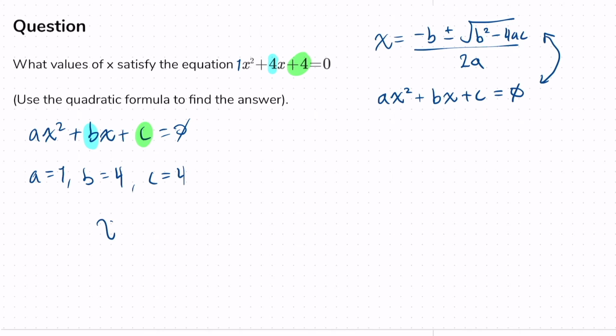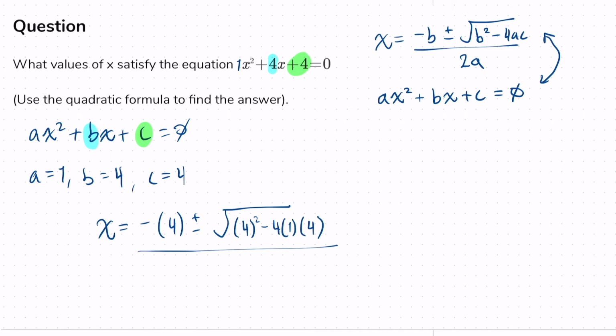By putting these into the quadratic formula, I can find out what it's equal to. Now, you should go through the motions of putting this into your calculator, but I can see that the answer is negative 2 either way.